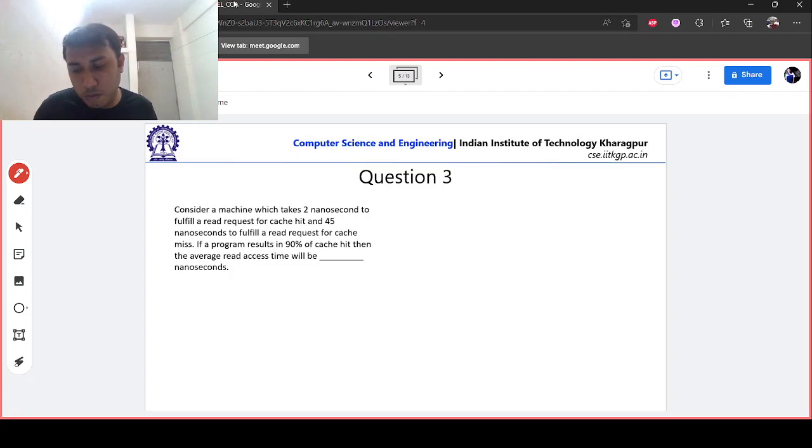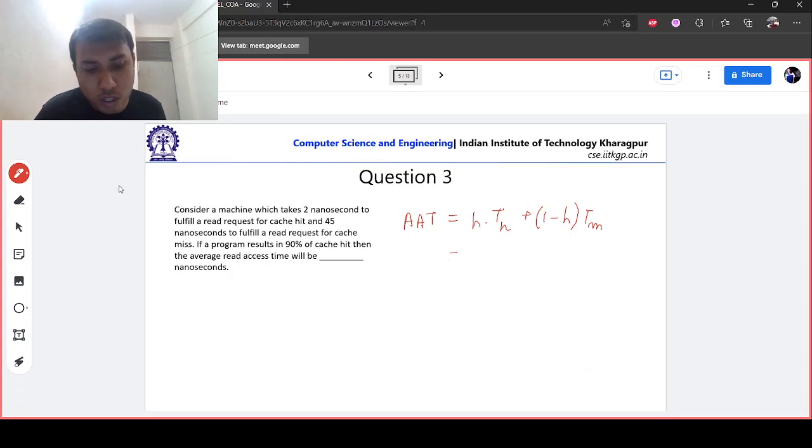Okay, so what is the average memory access time, like the read access time formula? Average access time is h into t_hit plus (1 minus h), that is the miss, into t_miss. So here it is given.